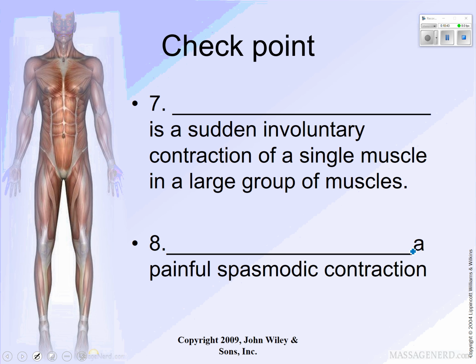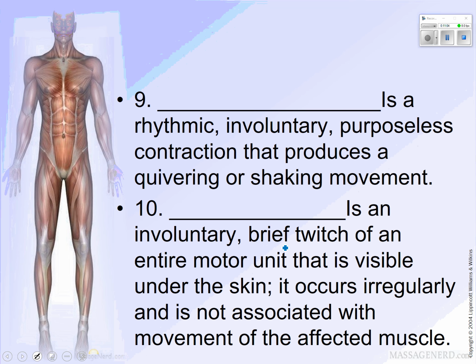Number 7, blank is a sudden involuntary contraction of a single muscle in a group of muscles, and that's a spasm or muscle spasms. Number 8 is cramp, a painful spasmodic contraction. C-R-A-M-P. Number 9, blank is a rhythmic, involuntary, purposeless contraction that produces a quivering or shaking movement. That's going to be a tremor.